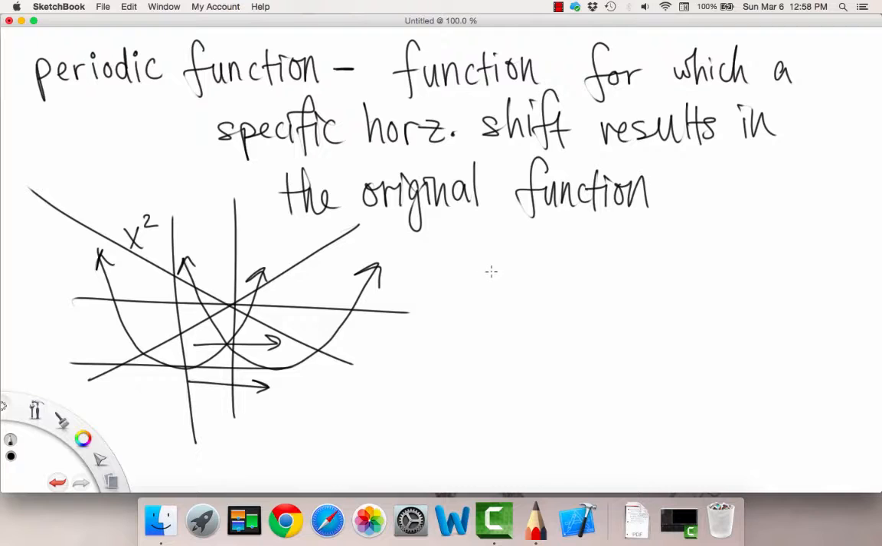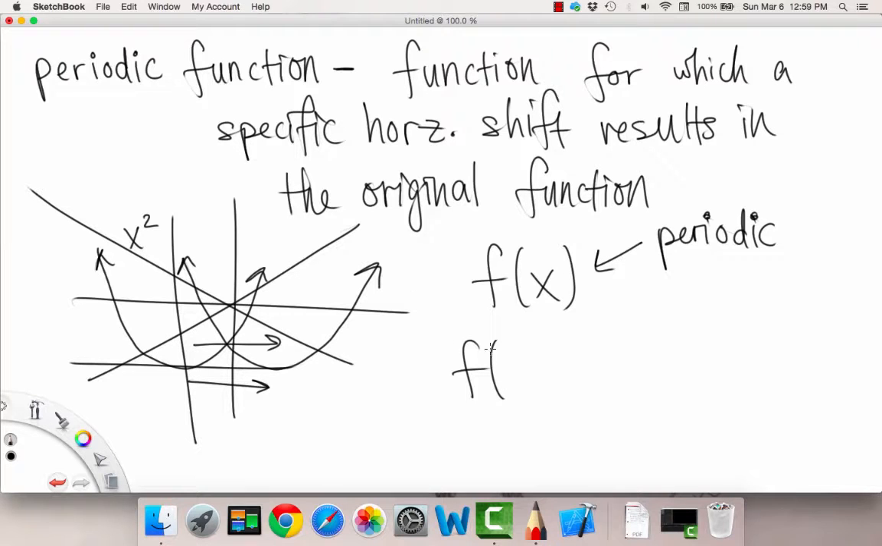The formula for a periodic function would be the following. Let's say some function is periodic, and we'll go into more detail on what periodic functions actually look like. Our definition says that a specific horizontal shift, so you add something or subtract something from your x value for each of your input values, results in your original function. So f of x plus p should equal f of x for some given p, and this is a constant that represents your horizontal shifting.